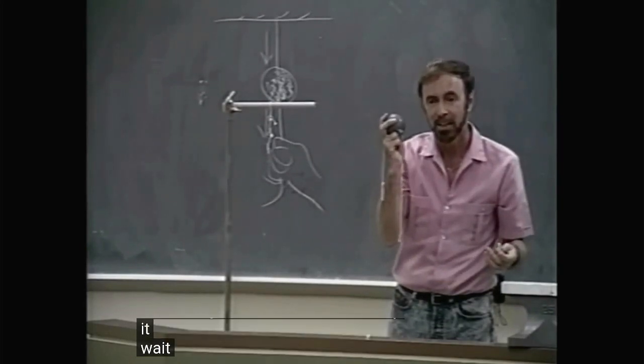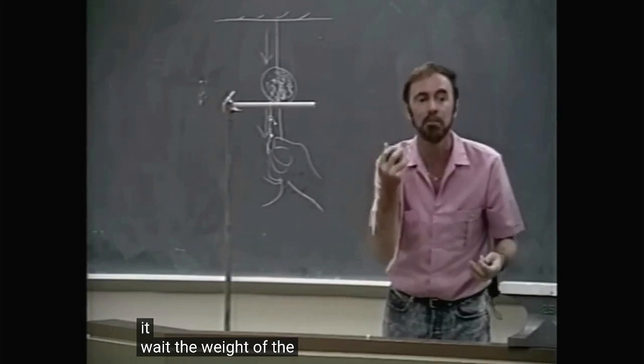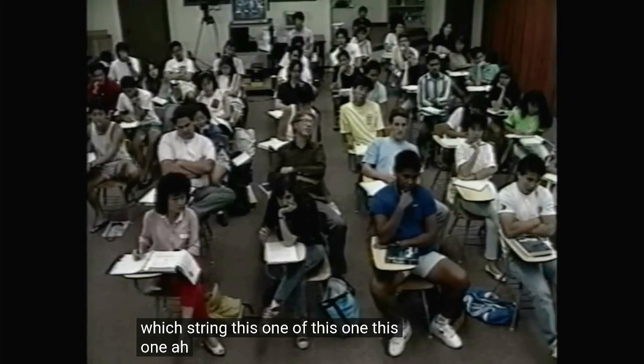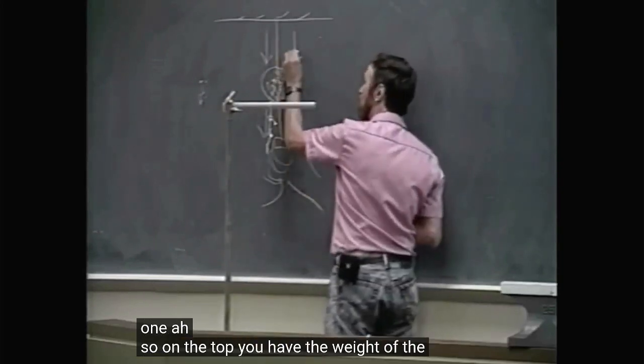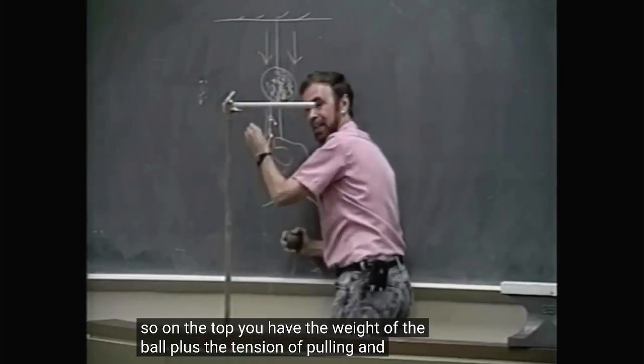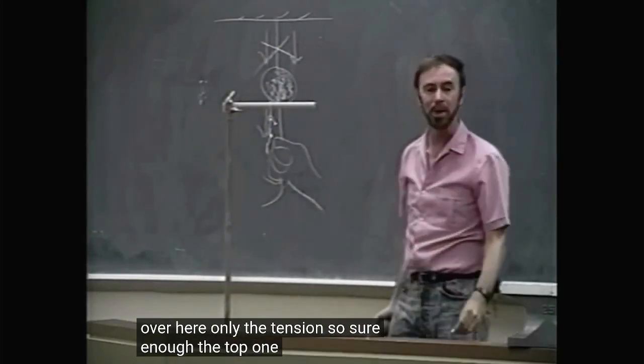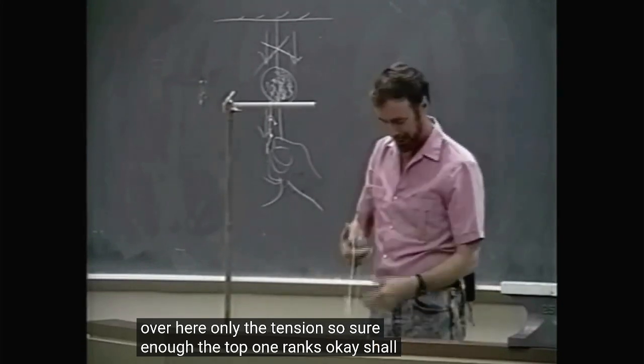Try it. Weight. The weight of the ball acts on which string? This one or this one? This one. So on the top, you have the weight of the ball plus the tension of pulling, and over here only the tension, so sure enough, the top one breaks. Okay? Shall we try it again?